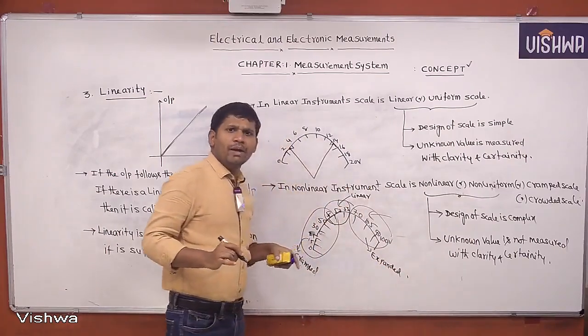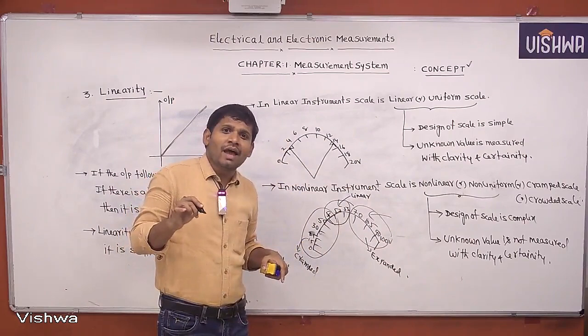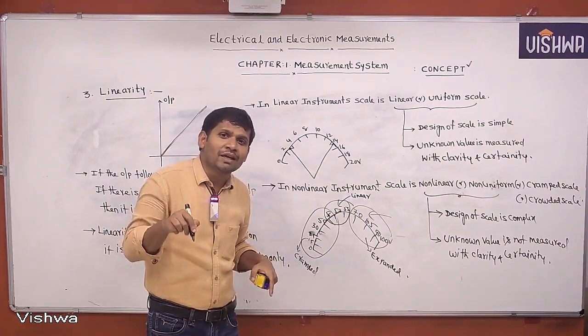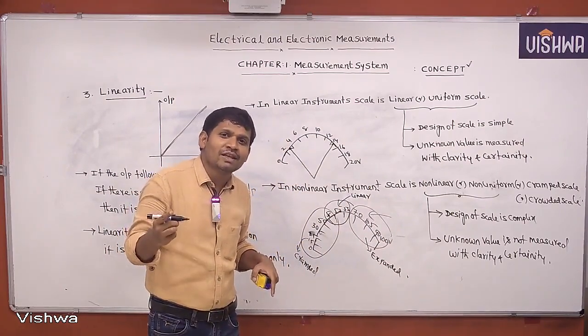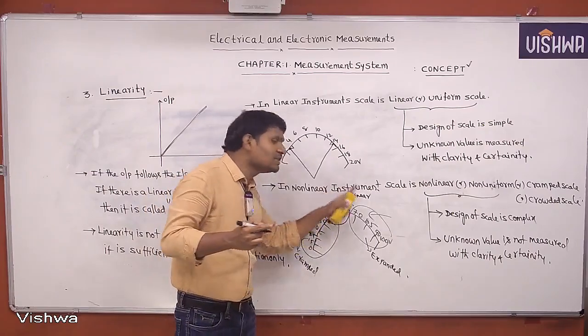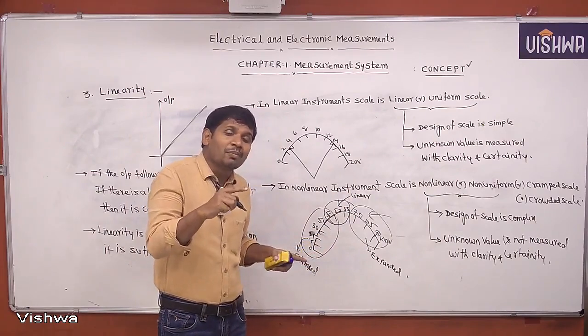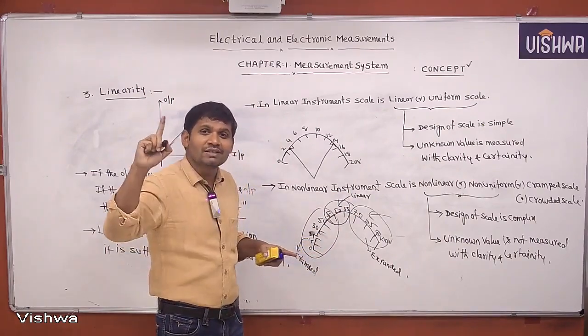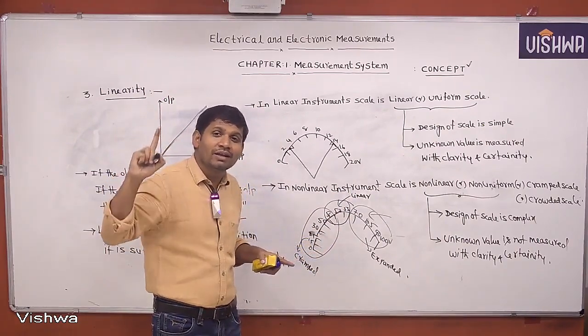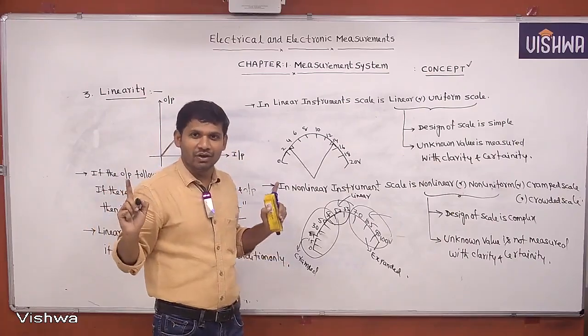But point to remember, in a non-linear scale also some portion may be linear. Which portion of the scale is linear? The middle portion of the scale. Sir, why only the middle portion? Why not the upper and lower portion? That I will discuss in one of the non-linear instruments, that is the MI instrument.